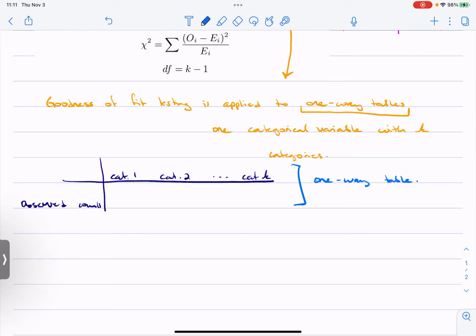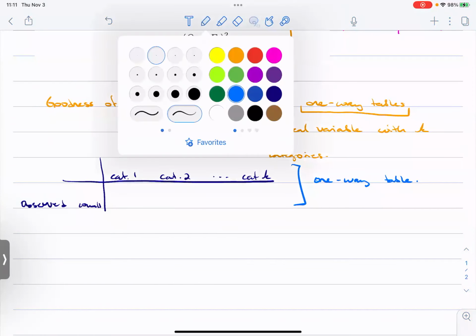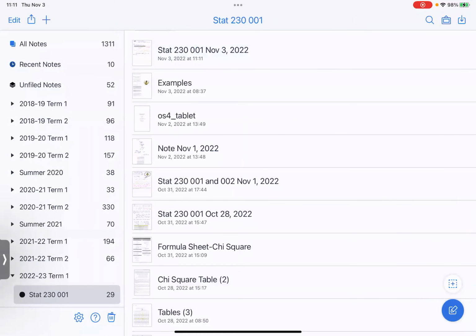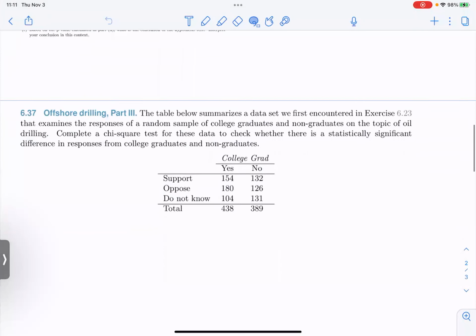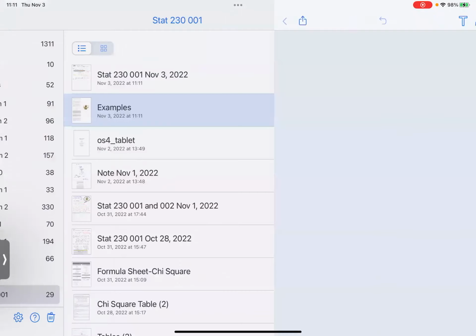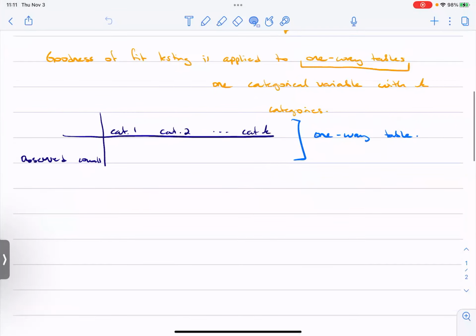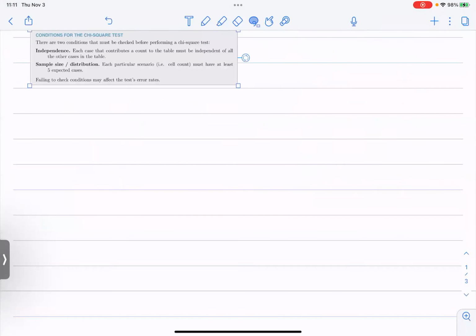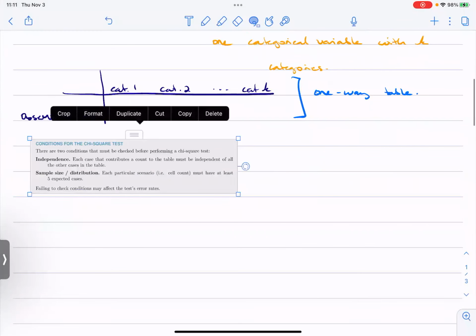Because today we're going to talk about a two-way table. How do I analyze counts in a two-way table, which has one categorical variable here and another categorical variable here? But everything pretty well stays the same, including the conditions. So the conditions stay the same for both of the chi-squared tests that we do.